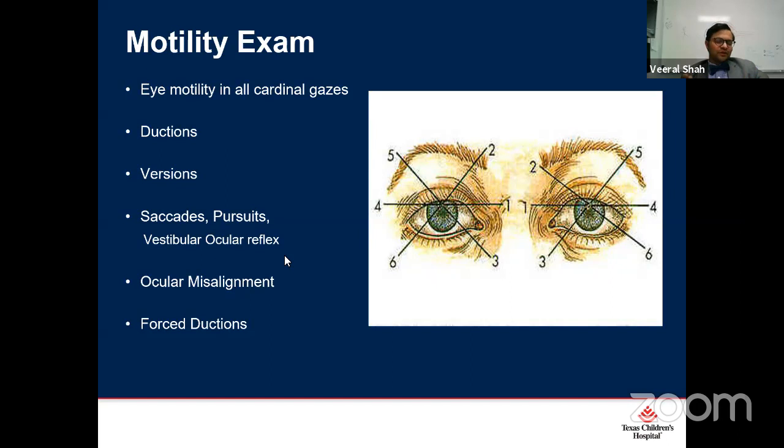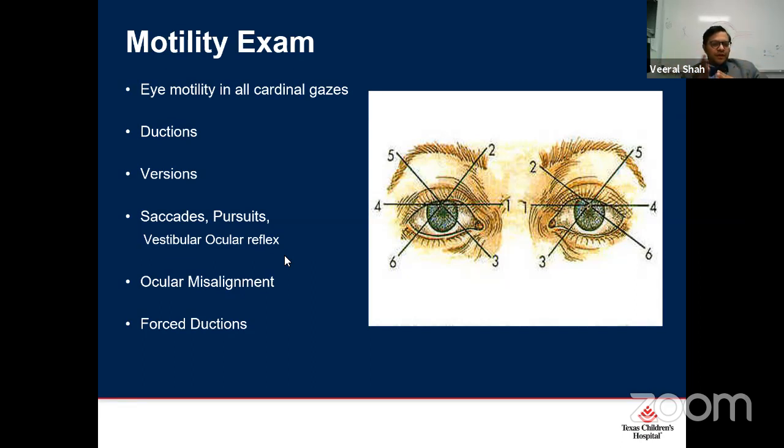But a duck is single; it's by itself. When a bunch of ducks come together, they make a V when they fly, right? So duction means one eye, looking right, left, up. It's looking at the motility of one eye. Versions is looking at both eyes moving together.